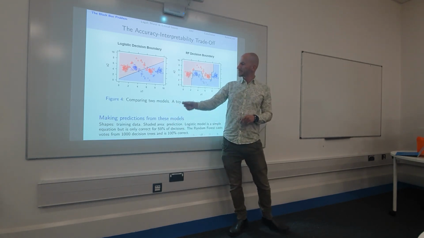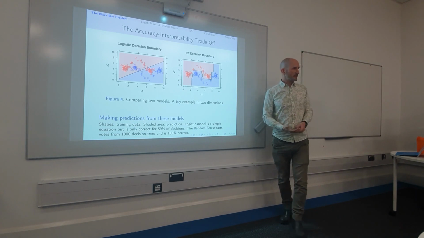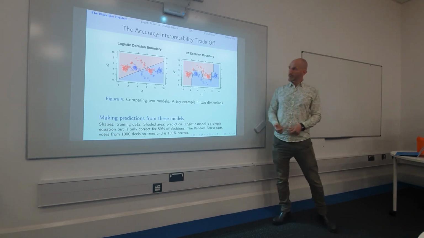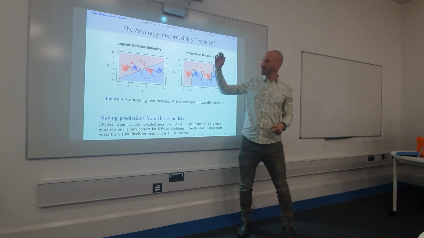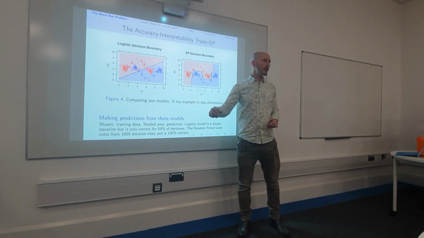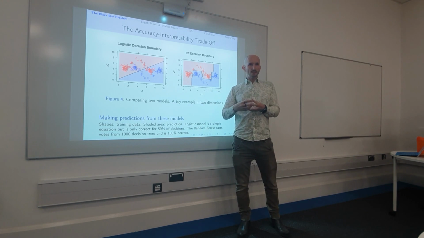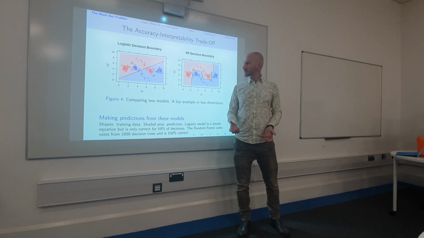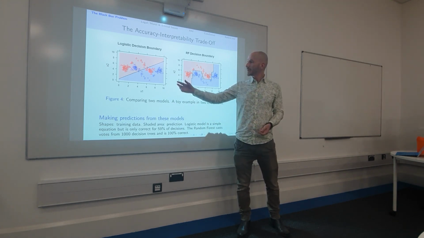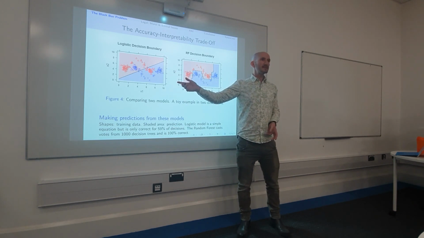On the left-hand side, we're using just a logistic regression to separate the 2 classes, and everything above the line is going to be predicted as being red and everything below is blue. Now, this model is just a straight line. Logistic regression can only find a straight line, and that's obviously unsuitable for this data set.